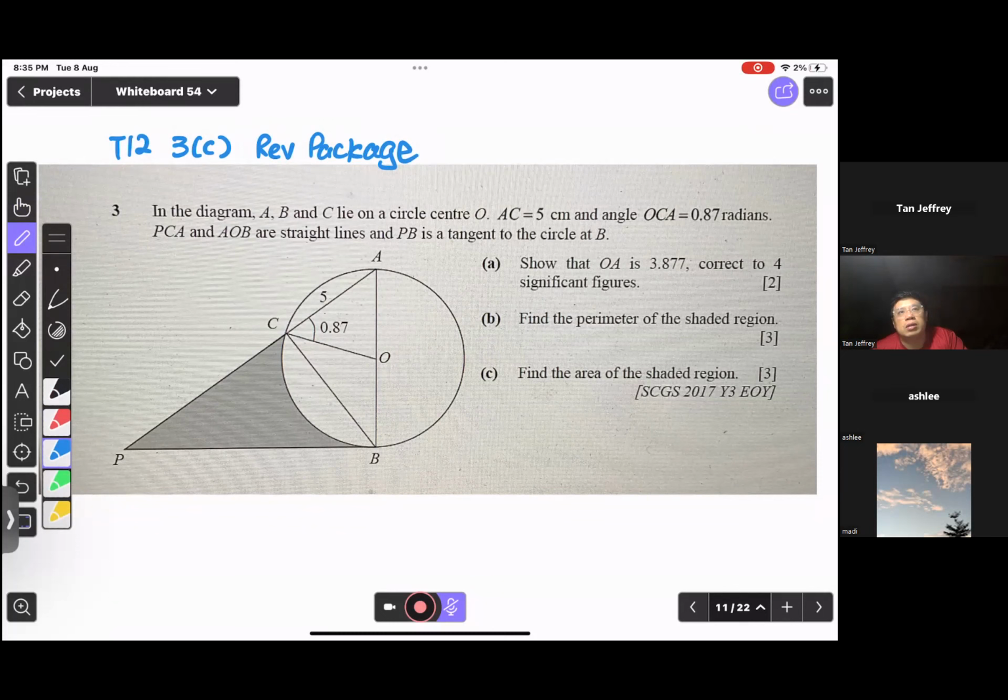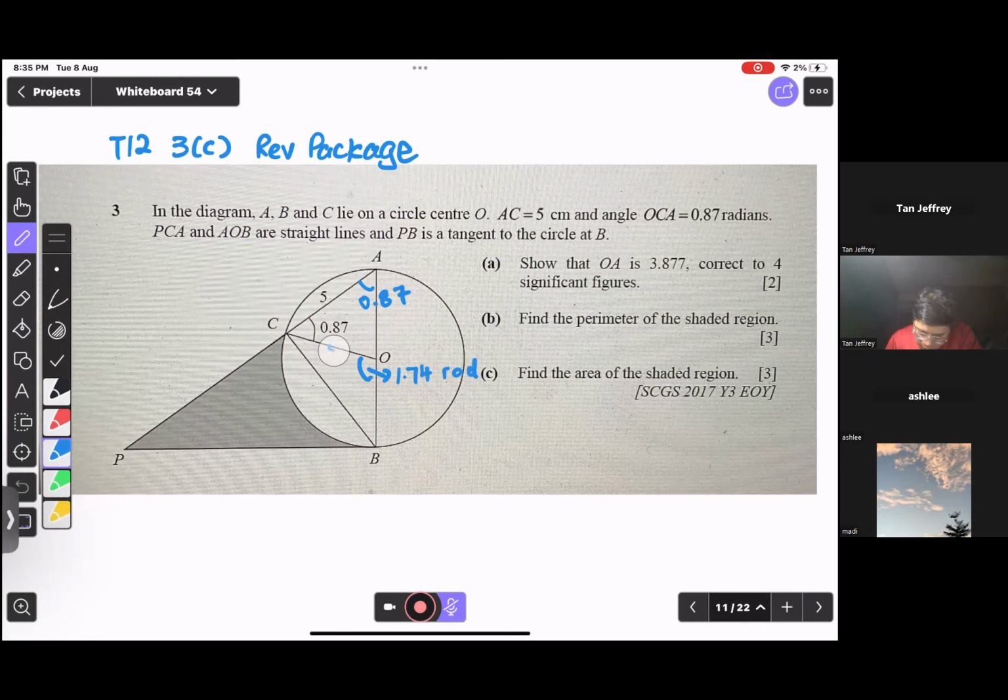I think I can find the dimension of PCB. If OCA is 0.87, PCA and AOB are straight lines. PB is a tangent to the circle at B. So if this is 0.87, this one also is 0.87. Then this should be 0.87 times 2, 1.74 radian.